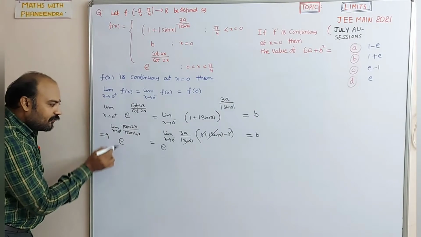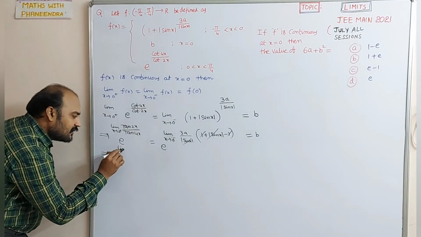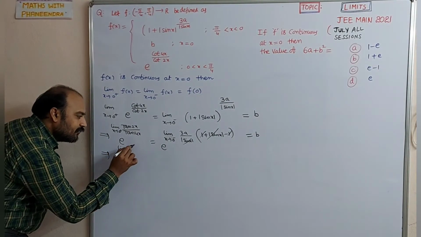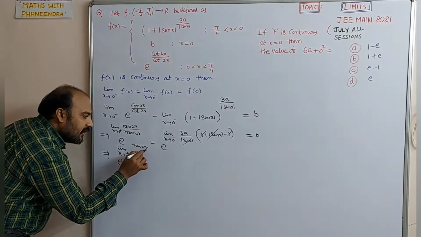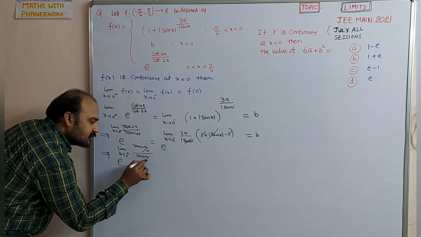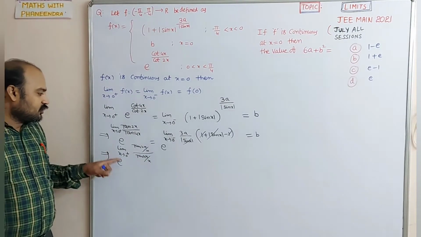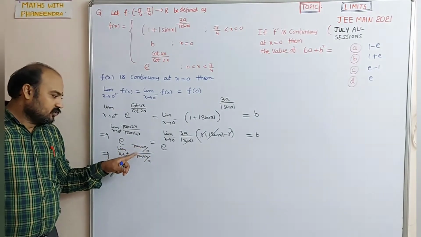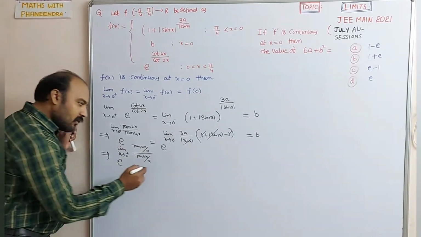It is in the form of e power, can we write like this? Limit x tends to 0, e power tan 2x by x by tan 4x by x. Standard limits: limit x tends to 0, tan ax by x is a. So a by b, here 2 by 4, it will become 1 by 2.